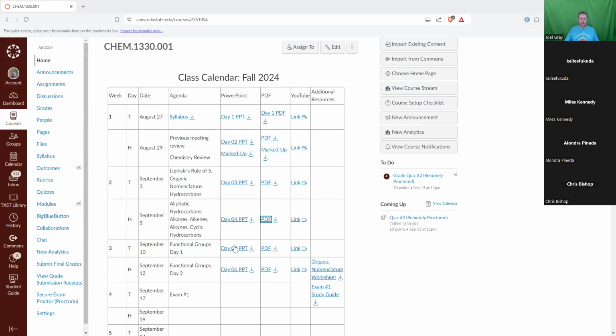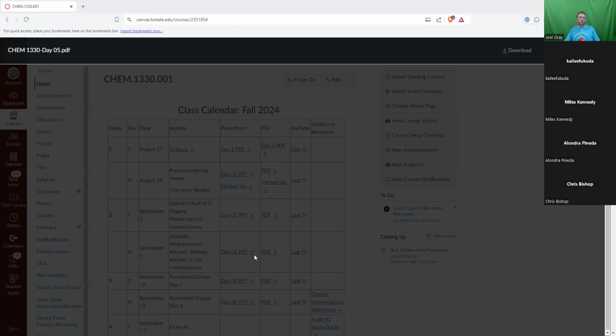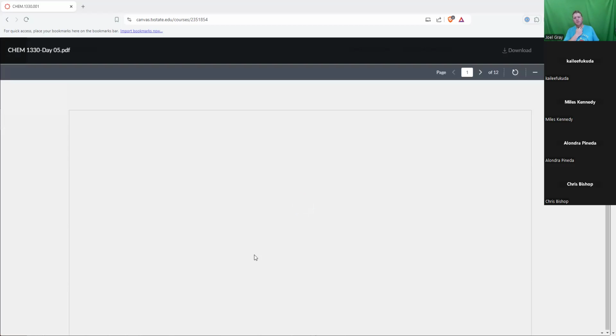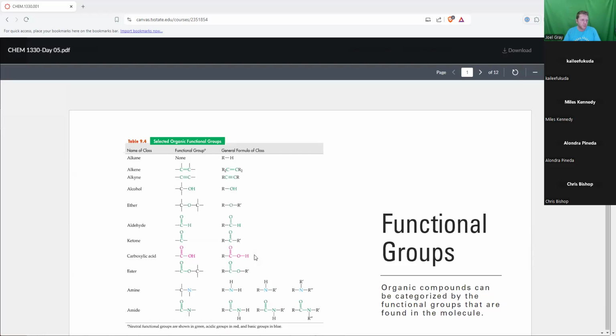All right, we got 2 left. Functional groups. Now, I'm going to take a pause here. Does anyone have any questions, or would anyone like me to clarify anything? Okay, so now we're moving on to functional groups.